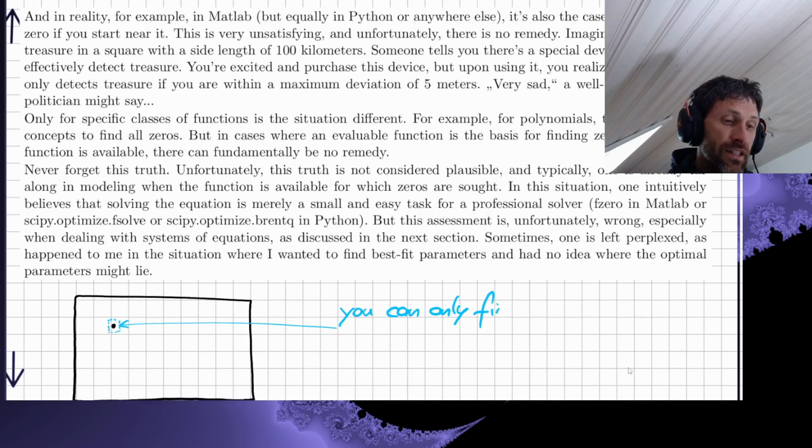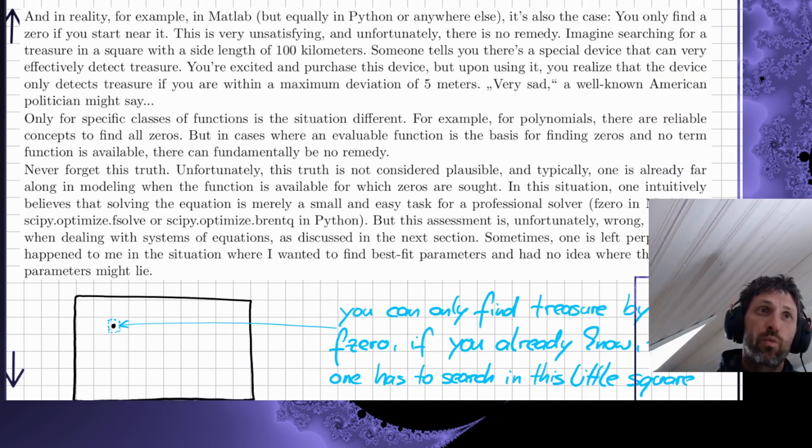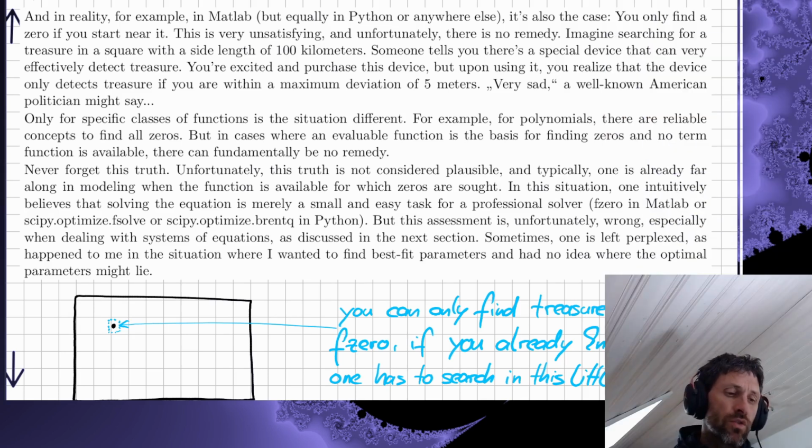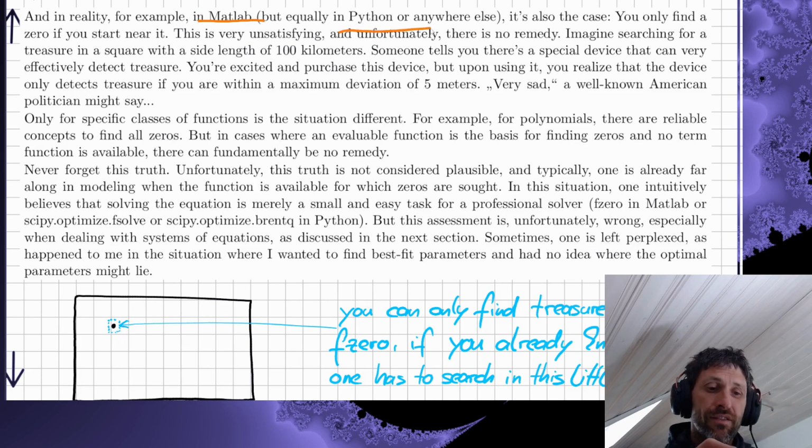Okay, so that's the situation, and not only for the algorithms we talked about, but also for professional MATLAB or professional Python, this is the same. You only find a zero if you start near it. This is very unsatisfying, and unfortunately there is no remedy. Not for our algorithms, not for the algorithms used by MATLAB or by Python.